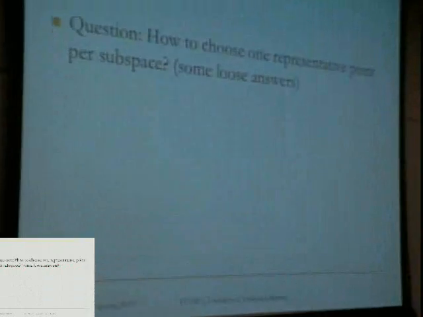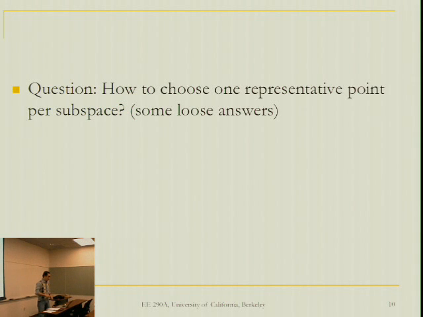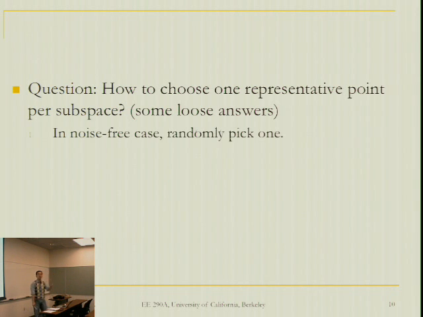All right. So the remaining question is, a lot of promises have been made, but still, how do we choose one representative point per subspace? In the noise-free case, it's easy, right? Because in the noise-free case, as long as you don't fall into the origin, the normal vectors you are going to estimate are always perfect. So they are always perpendicular to the subspaces. So you can just randomly pick one.